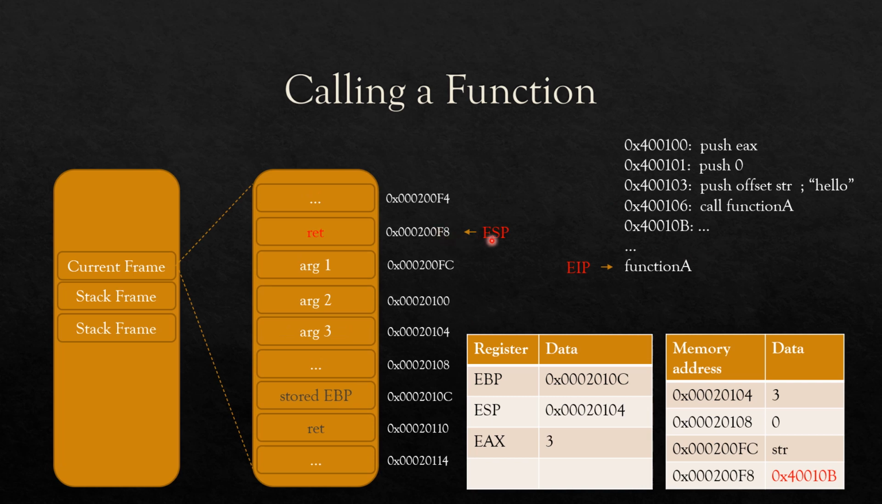Right, so we now have the stack pointer moved again, and the return address was stored at that value. Right, so 200F8, we have that next instruction 40010B to execute. So once function A exits, this return value will be popped and executed.